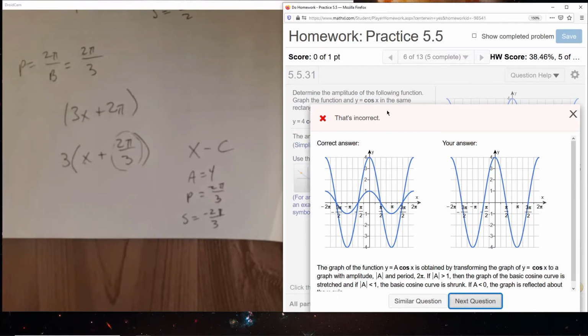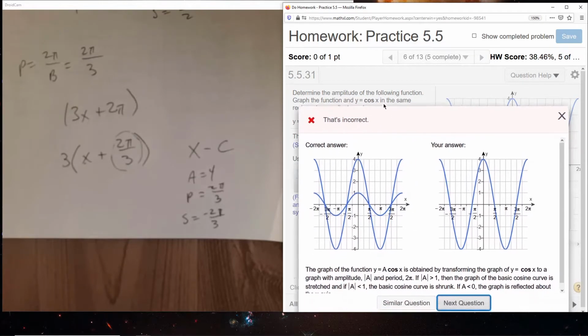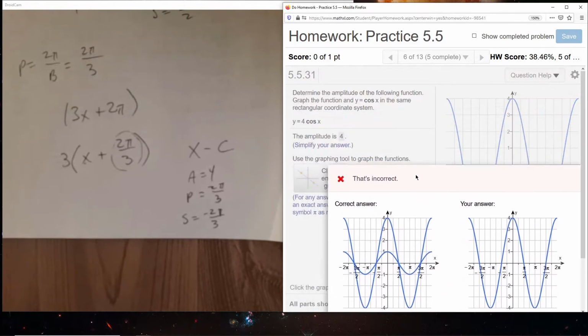I guess looking at the top here, it does say graph the function and y equals cosine x in the same coordinate system. So it does say that.